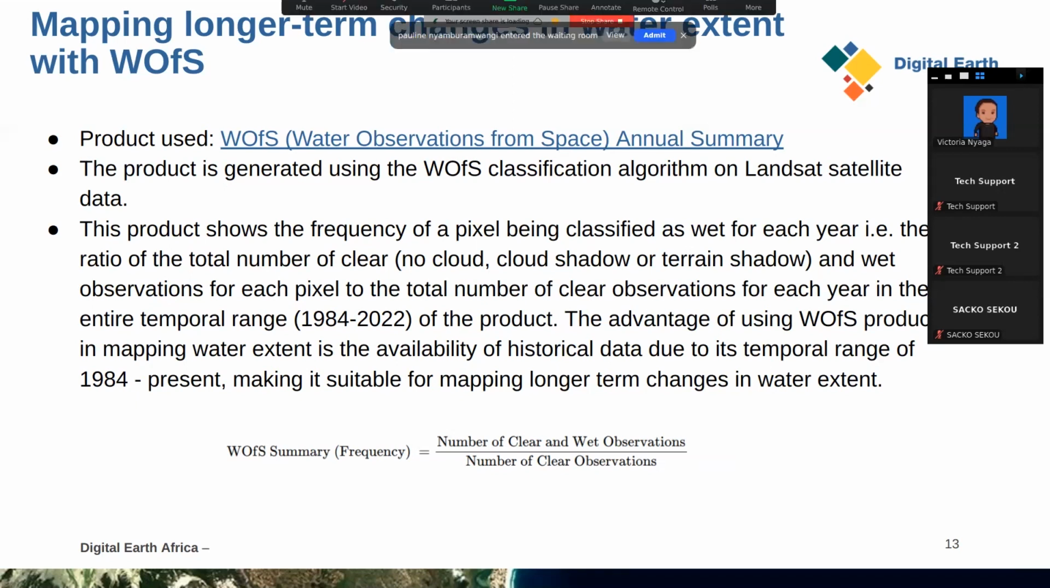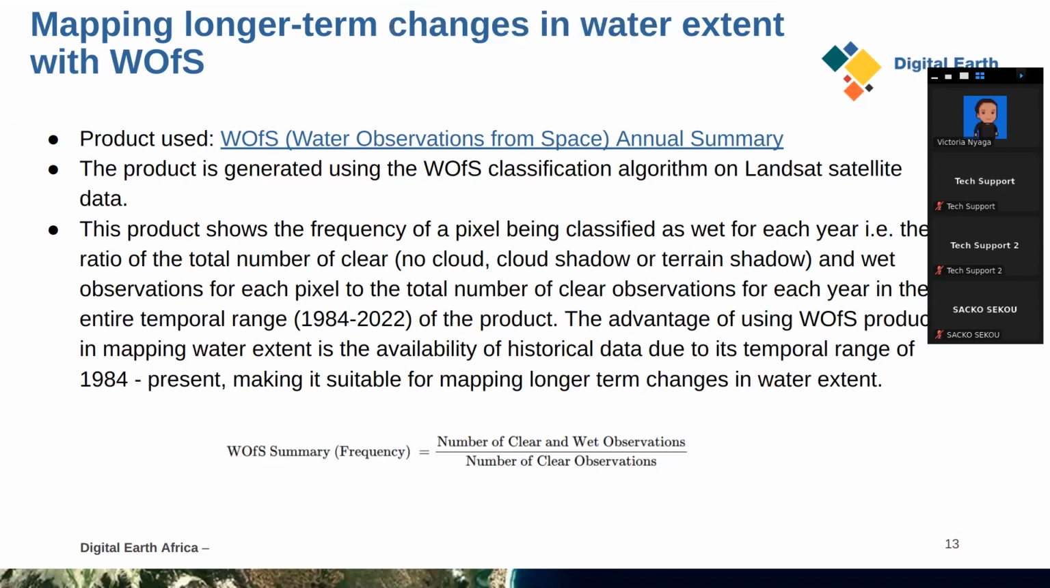The advantage of this product is that, because it is derived from Landsat, it's available for a large temporal range, 1984 to present, which makes it suitable for mapping long-term changes in water extent. In the previous notebook we used Sentinel-2 data, which is only available from 2017, which makes Sentinel-2 better suited for mapping seasonal changes instead of long-term changes.